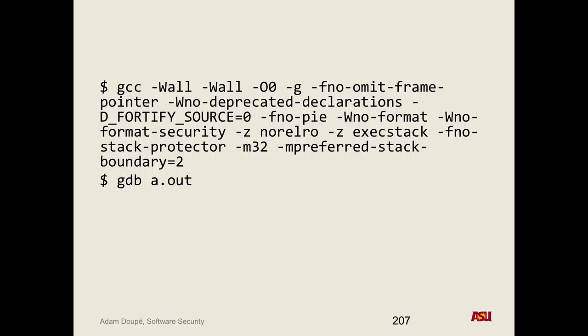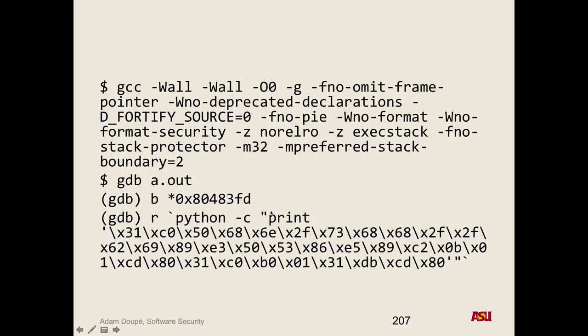So we compile this. Then we can run GDB on this program that we output here. You'll notice I didn't put a source file here, so you can obviously put that code into a file. Then we're going to break on the address of main. So this is going to put a breakpoint exactly at 804.83fd, which is the first instruction of main, as we'll see. And then we're going to try to throw some shellcode in here.